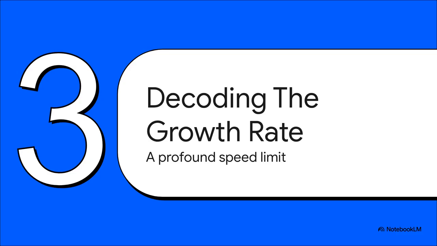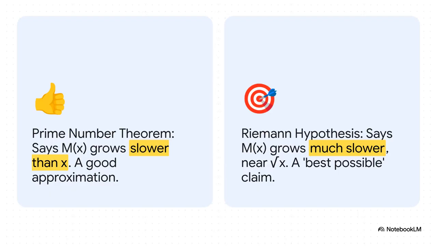So why is this specific growth rate, this particular speed limit, so incredibly important? Let's put this into perspective to see why it's such a profound idea. This table really lays it all out. A landmark achievement in math, the prime number theorem, is equivalent to saying our sum, M of x, grows slower than x itself, which is already amazing, right? But the Riemann hypothesis makes a claim that is just fantastically stronger. It says M of x grows much, much slower, almost as slow as the square root of x. This implies a level of order, a degree of cancellation in the primes that is almost unbelievable. It's the difference between good and as perfect as it can possibly be.